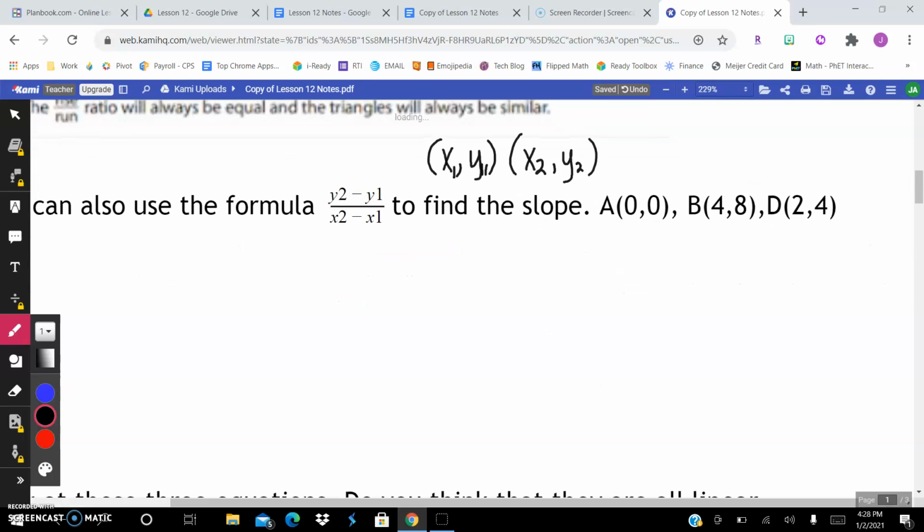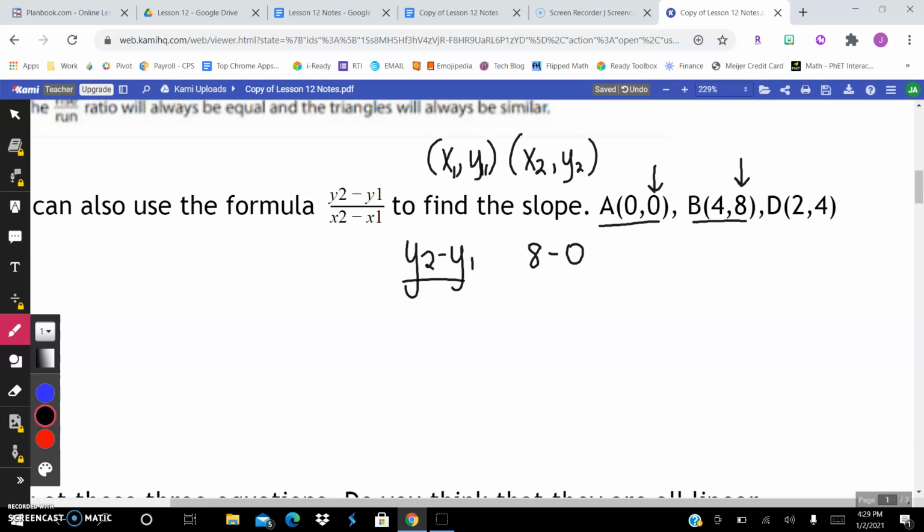So for this example here, we're given three different ordered pairs. We only need 2 of them. So we can pick which 2 we want to use. And I'm just going to use the first 2. I'm going to use A and B. So if I wanted to follow suit with this formula, we have y2 minus y1. So y2, y out of my second point would be this here. That would be 8. And the formula says minus. Y out of the first point would be this 0.